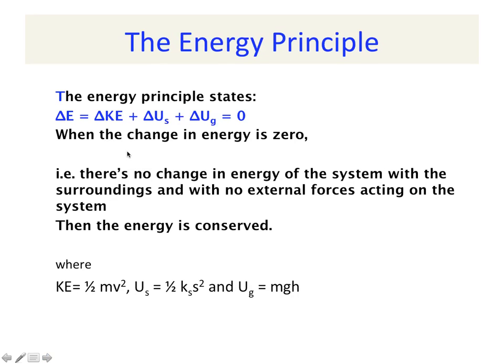The energy principle states that the total change in energy is equal to the sum of the change in the kinetic energy, the change in the potential spring energy, and the change in the potential gravitational energy. When the change in energy is zero, then the energy is conserved. That means there's no change in the energy of the system with the surroundings and no external forces acting on the system.